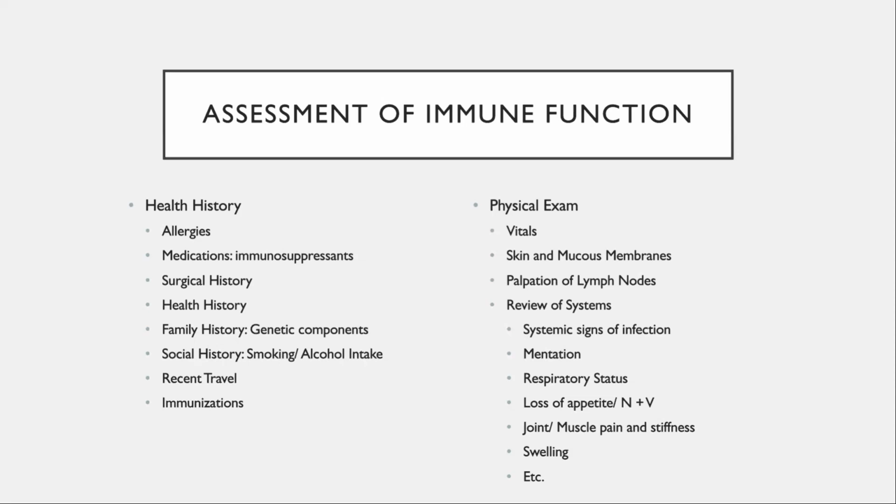Our physical exam is going to include taking their vitals, looking at their skin and mucous membranes, palpating their lymph nodes and feeling for any swelling, which might indicate infection. And then we're going to review their systems, looking for systemic signs of infection, like fever, fatigue, changes in mentation, changes in respiratory status. We're assessing for any loss of appetite along with nausea and vomiting. We're looking at their joint and muscle pain and stiffness, any swelling, edema, heat, things like that.